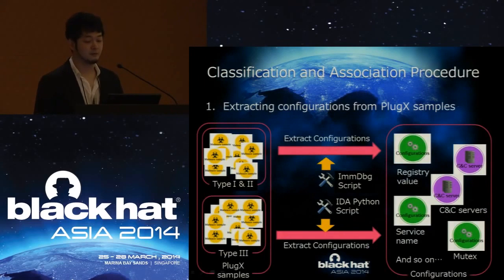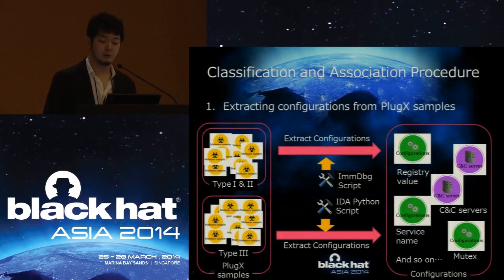We have 3 steps for the PlugX classification and association procedure. Step 1. We extracted configurations from PlugX samples with the scripts we mentioned earlier. We used the Immunity Debugger script for type 1 and 2 of PlugX. For type 3, we used the IDA Python script. Then we extracted much useful information from all PlugX types, like this.